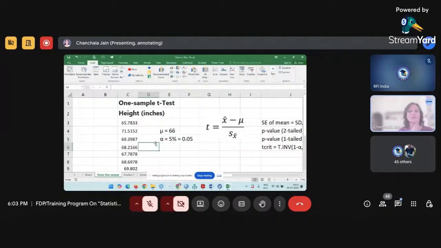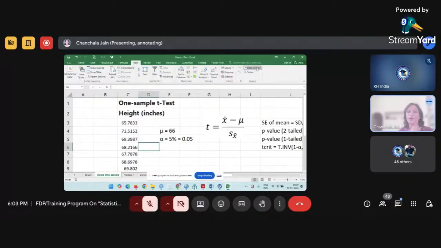Now, I'll take you to the data tab or data menu. I'm suggesting you go to the data tab or menu and explore this data analysis toolbar. Click on this.